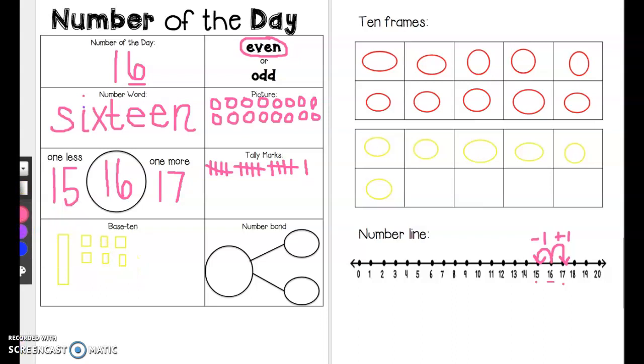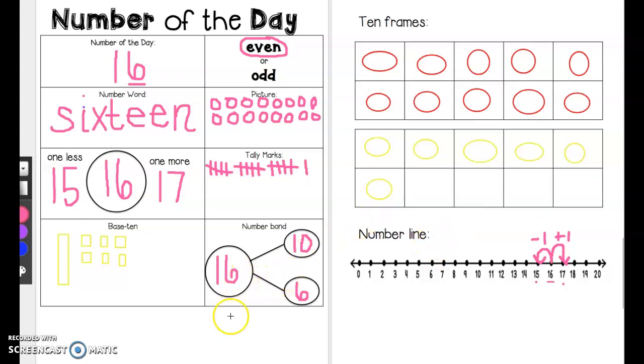All right, so now let's look at our number bond. What is our whole? The whole is 16, right? That is our whole. And then what is our part? Our first part is 1 whole 10 frame, so that's 10. And how many more? You said 6, that's right. 10 and 6 more. There's 10 in my first 10 frame, and then there are 6 more in my second.